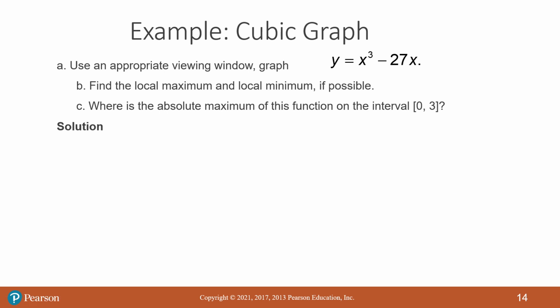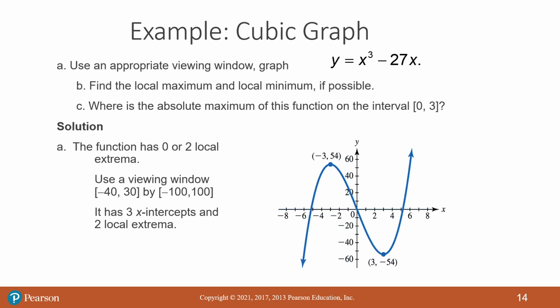All right, this says use an appropriate viewing window. Let's graph y equals x to the third minus 27x and find the local min and local max if possible. Now, if you put that in on your TI-84 calculator, you'll put that into y1. And if you put that into y1, you can use the second calc function and look at the local maxes and the local mins by bounding them to the left and the right. You just have to get your viewing window appropriately.